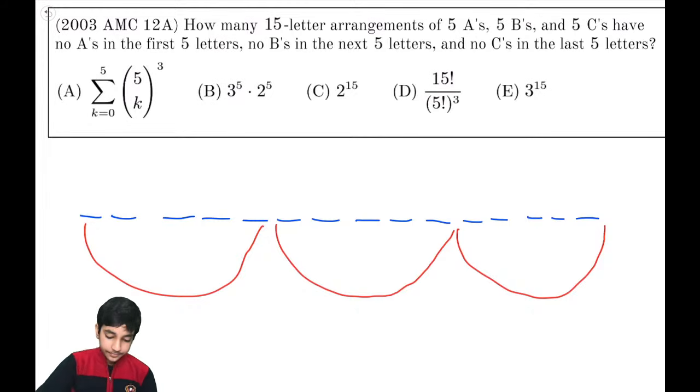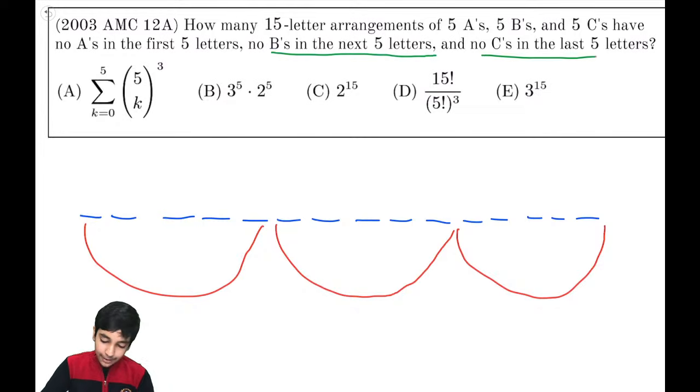Okay, now let's begin. This is actually a really clever problem, so I think this is one of the best problems in this class today. So out of the first 5 letters, we cannot have any A's, no B's in the next 5 letters, and no C's in the last 5 letters.